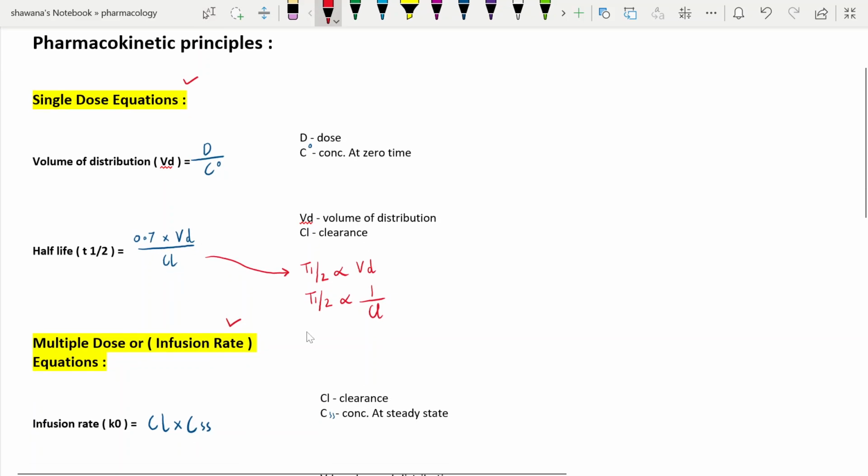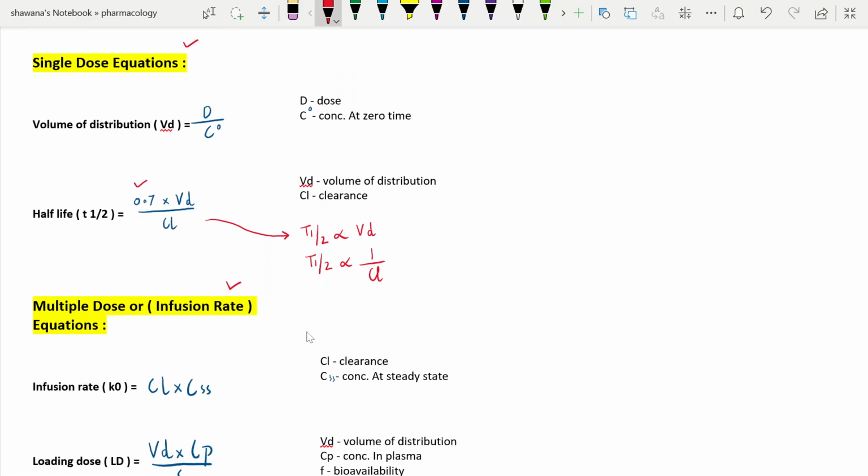Next is the formula for the half-life. We indicate the half-life as T1/2, and it is equal to 0.7 times the volume of distribution divided by the renal clearance. In this formula, you can appreciate that the half-life is directly proportional to the volume of distribution. It means that when the drug is present in the tissues, the volume of distribution is high, and the half-life of the drug would be high.